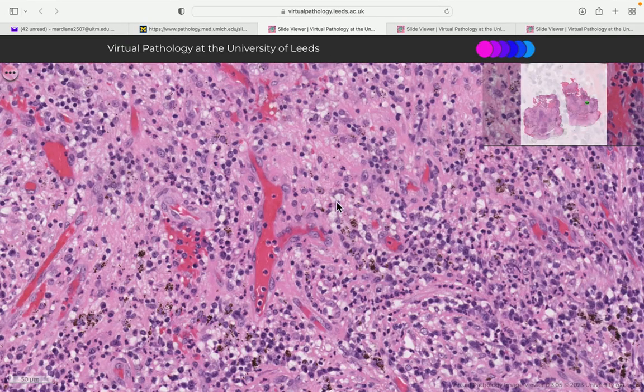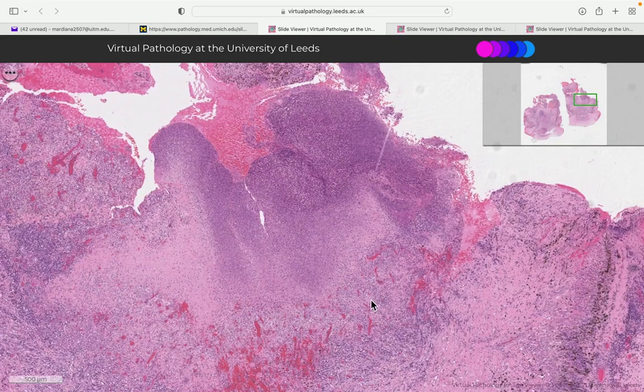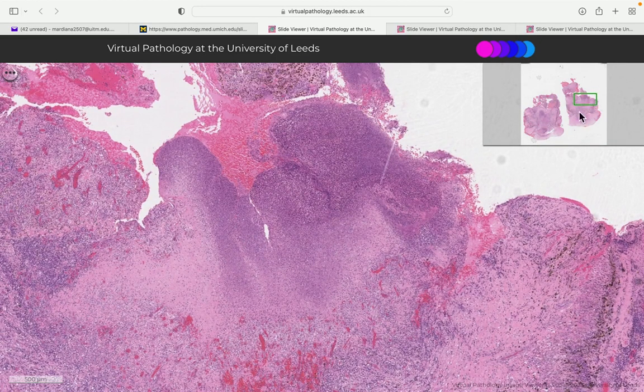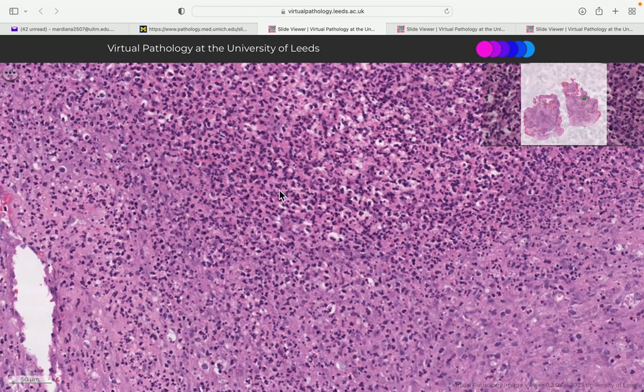Next I'm going to move on to the abscess formation. Remember that you can always use the small image here to guide where you are. Right now I'm at this region, so you can see a very dark blue area, and this dark blue area is composed of, again, multiple Mickey Mouse structures. This is a neutrophilic infiltrate forming pus. This is the abscess.